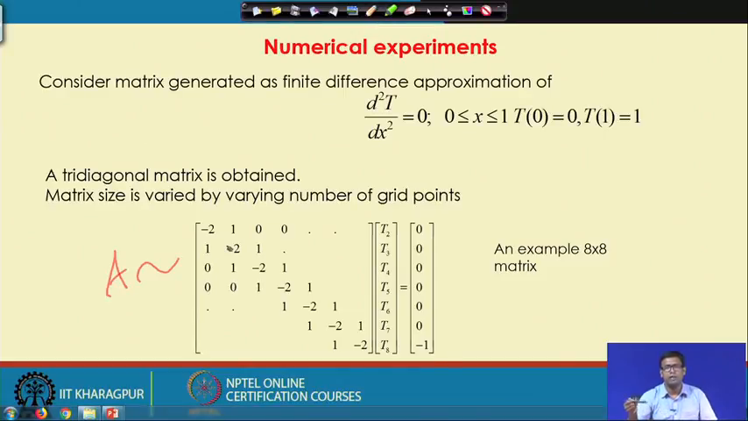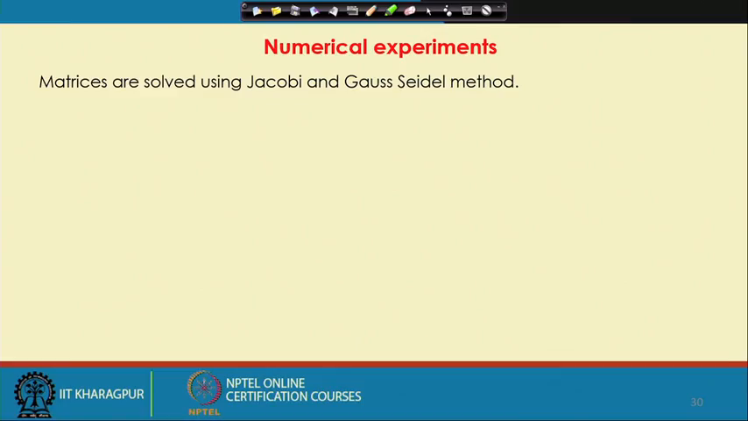But this is 8 by 8, we have taken several matrices. So, we see how the G matrix looks and then try to find out the eigenvalues of the G matrix, from which we can get the spectral radius and see how the convergence property behaves. The matrices are solved using the Jacobi and Gauss-Seidel methods, because this is an experiment with the matrices and the method. This is not an experiment in hardware, so we call it a numerical experiment.